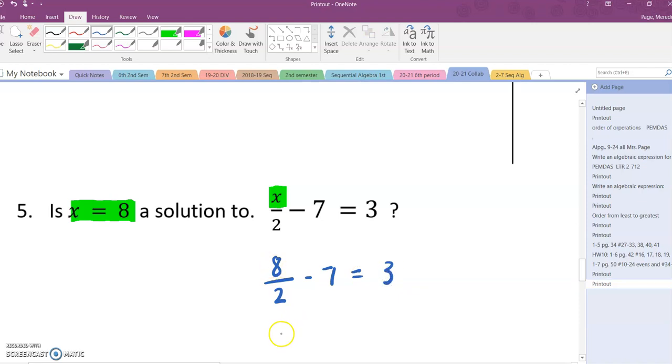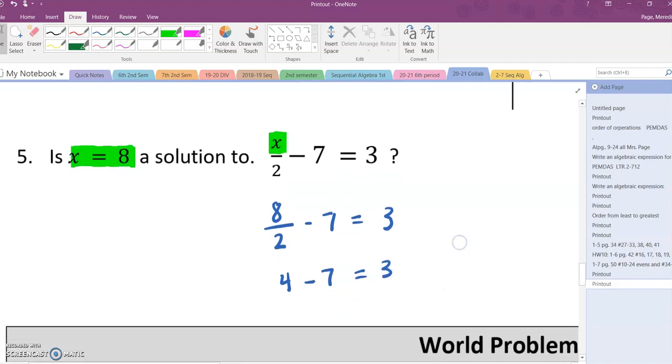Now, grab a calculator. 8 divided by 2 is 4. 4 minus 7, is that equal to 3? Well, in your calculator, 4 minus 7 is negative 3. So, is negative 3 equal to 3? No, this is false.